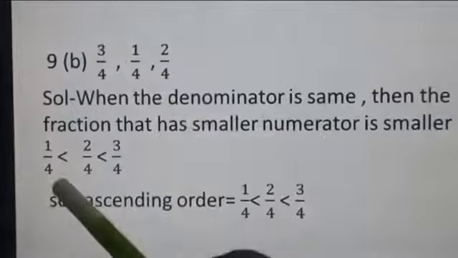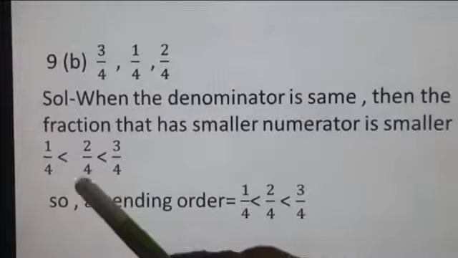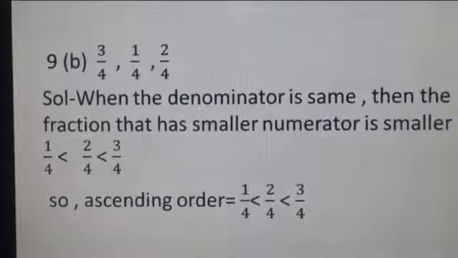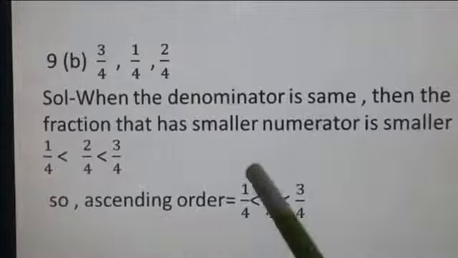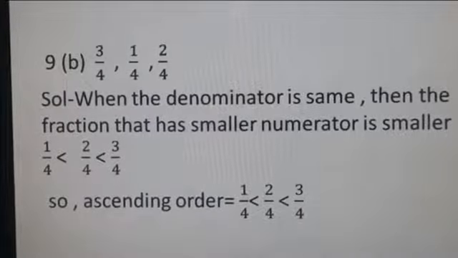So our fraction will become 1 upon 4 is smaller than 2 upon 4 and 2 upon 4 is smaller than 3 upon 4. So ascending order is equal to 1 upon 4 is smaller than 2 upon 4 is smaller than 3 upon 4.